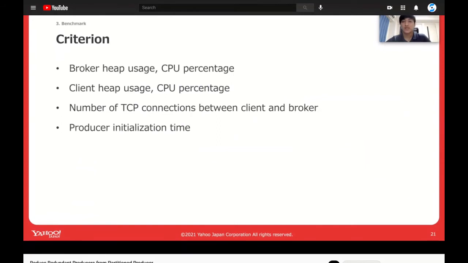The criteria of this benchmark are here: the broker's heap usage and CPU percentage, the client's heap usage and CPU percentage, the number of TCP connections between client and broker, and the producer initialization time.